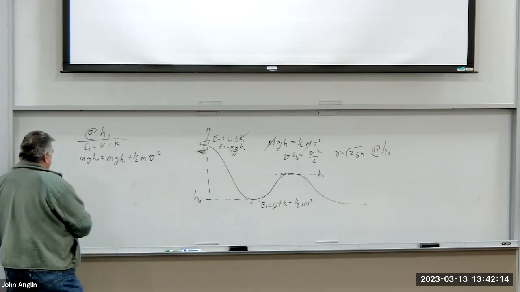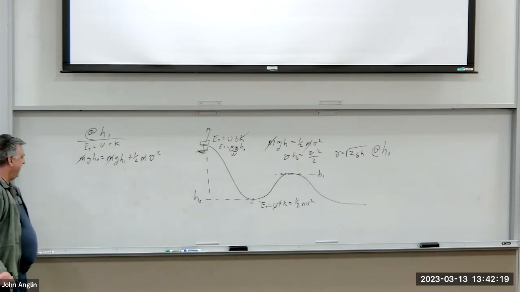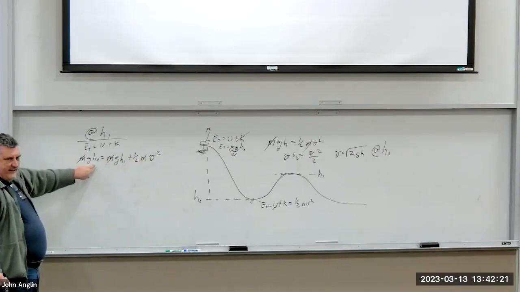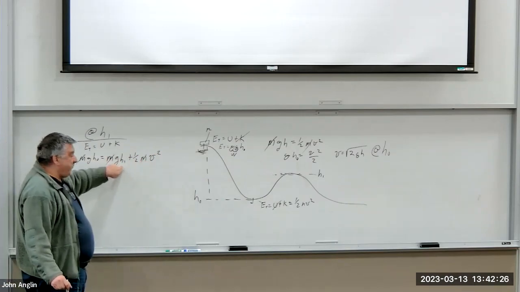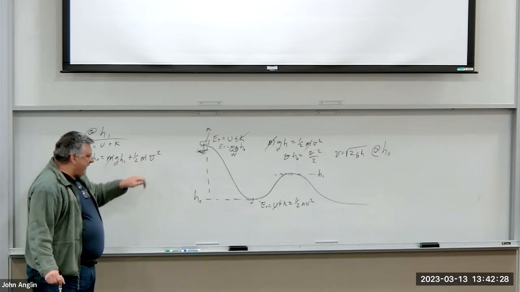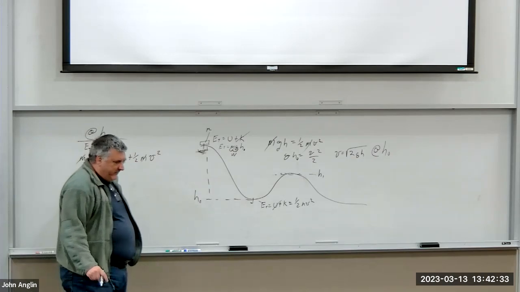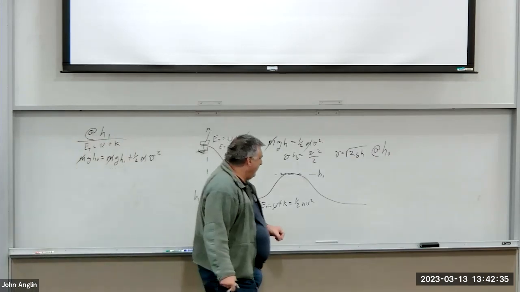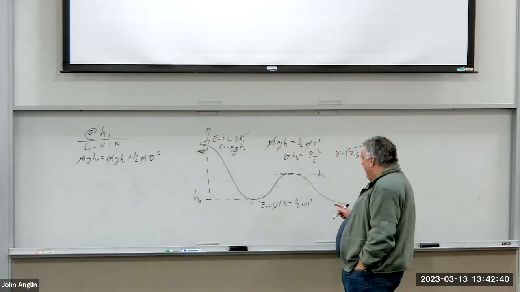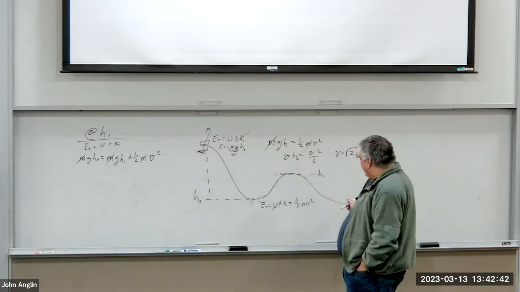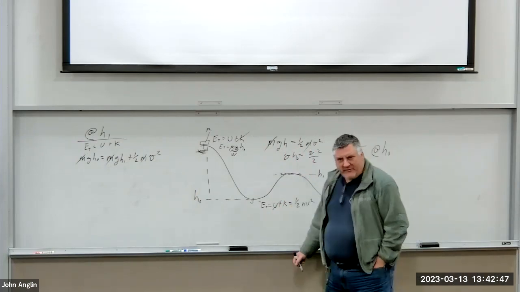Now we can do something interesting. The masses can still go away, but now we get something that looks like gh naught equals gh1 plus 1/2 v squared. You can work the algebra and solve for v from there. What you'll find is that v, in this case, is going to be something less than v at the bottom of the hill. That makes sense, right?